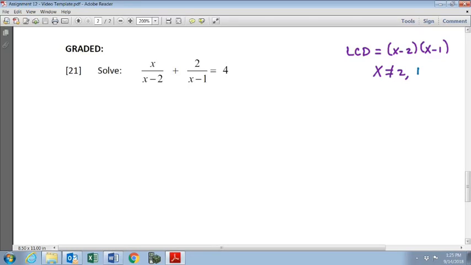Let's fix that. All right, so you're going to need to multiply each of these terms by x minus 2 times x minus 1. And this problem is going to be a lot like number 4, which I did earlier in this video. So anyway, that should at least get you off to a good start. And that's it for this video.